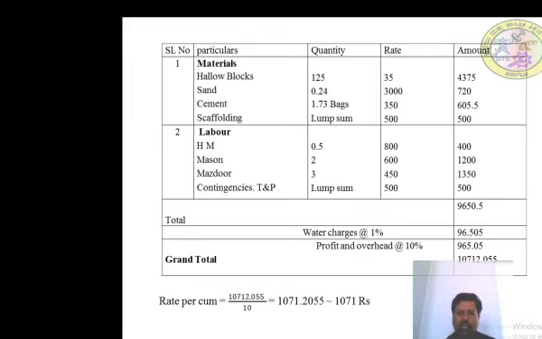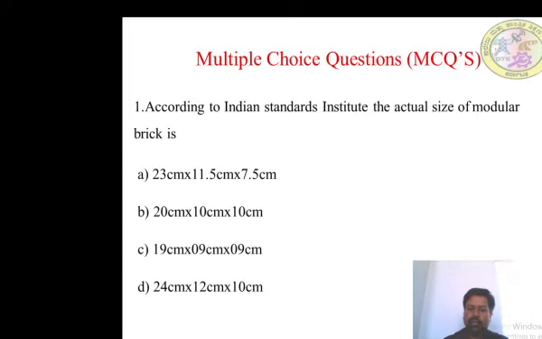So water charges at 1%, 96.505, and contractor profit is 10%. So 9,965 rupees, and grand total is 10,712 rupees per cubic meter of block. Say 1,071 rupees total cost.